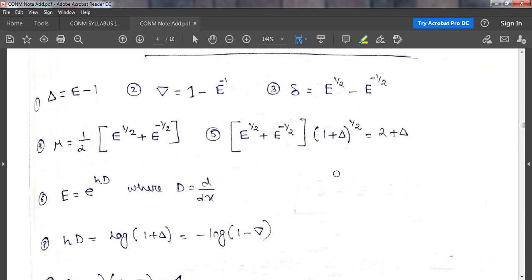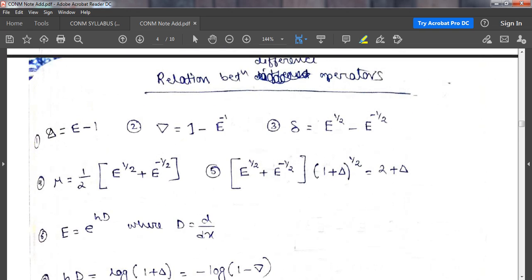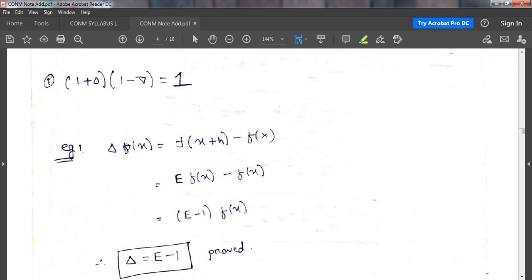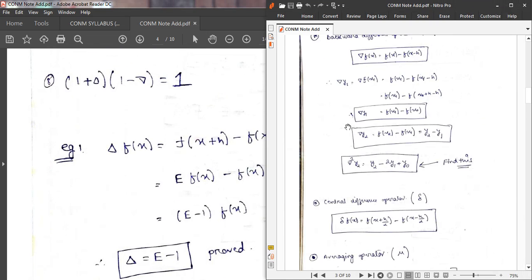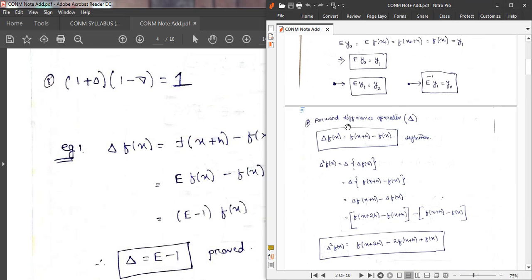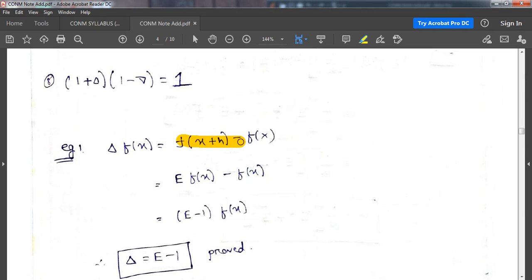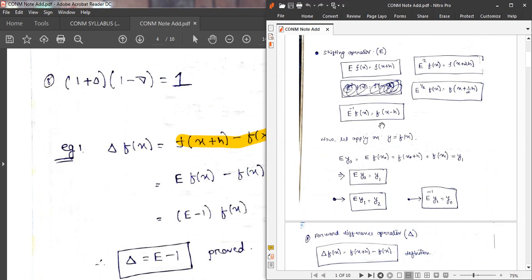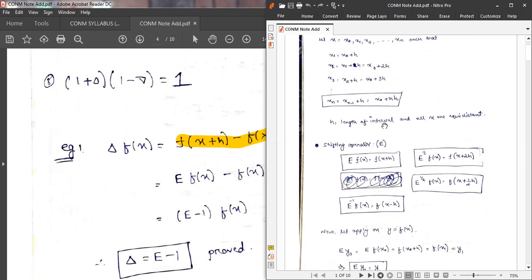Again, I'm saying it: though I will be providing the PDF, I highly recommend that you do it on your copy. Only when you write will you remember and understand it in a better way. So how did we find that del is equal to E minus 1? Now let's see. What is your del of f of x? What is the meaning of del? Del is a forward difference, isn't it? So what is del of f of x? It is f of x plus h minus f of x. That's what we have done. And what is your f of x plus h? Just go through your shifting operator.